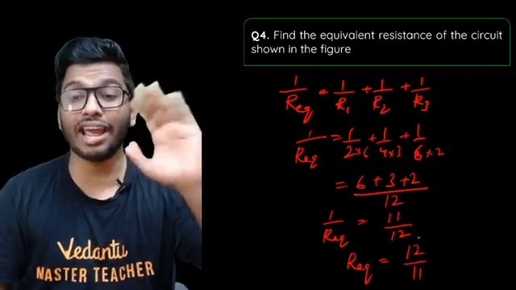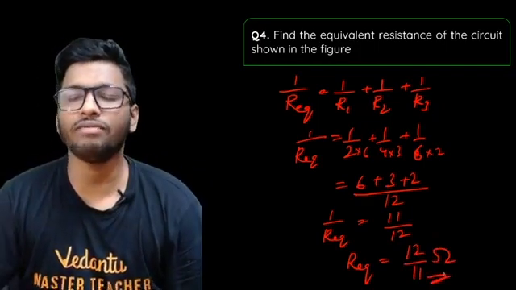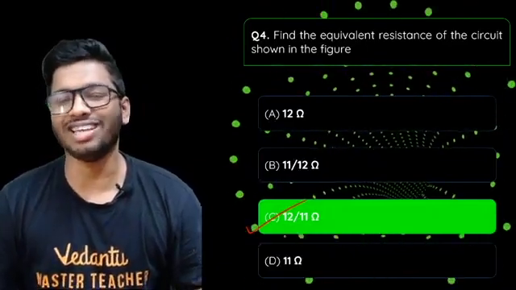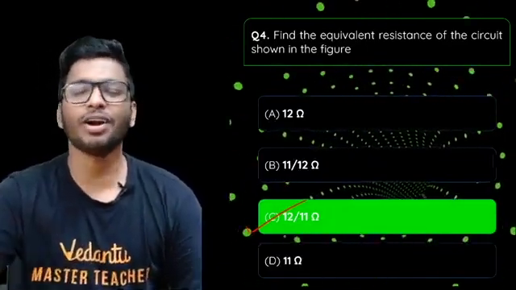You have to reciprocate it. Don't ever forget this, guys. So it'll be 12 by 11 ohms. So the right answer is option C, which is 12 by 11. Very straightforward, very simple question. Moving on to the next question, guys.